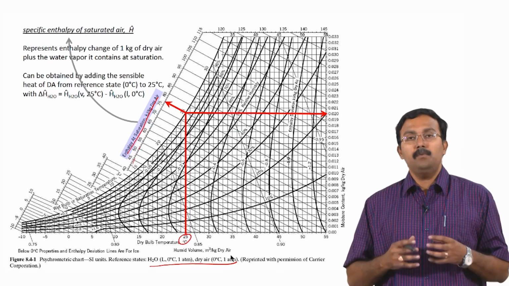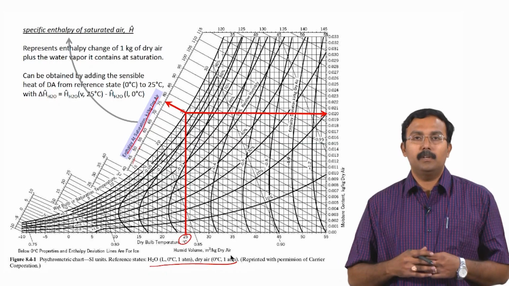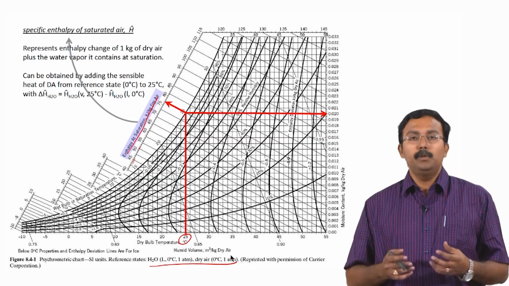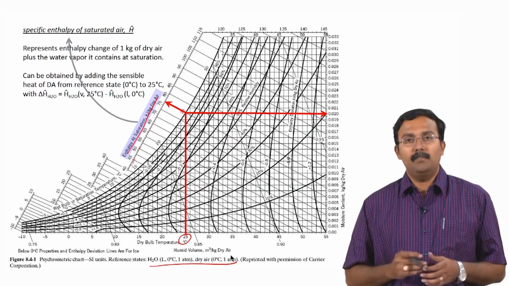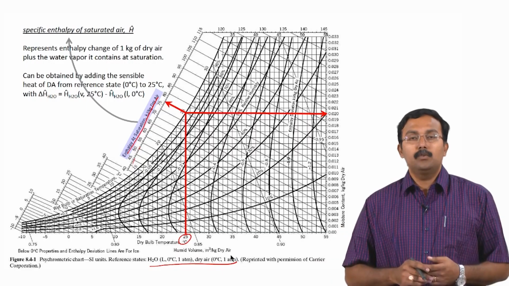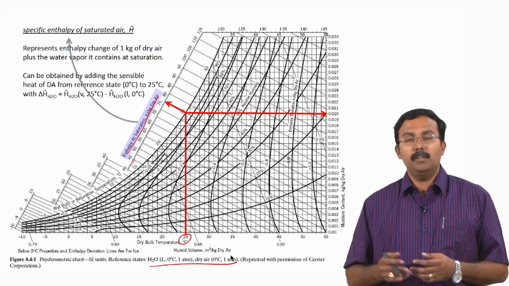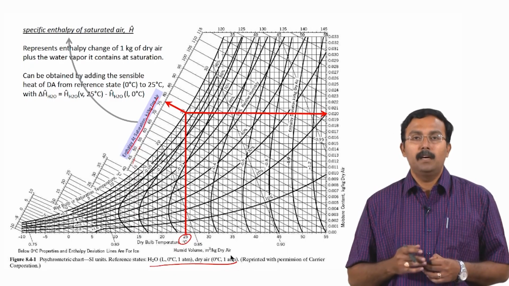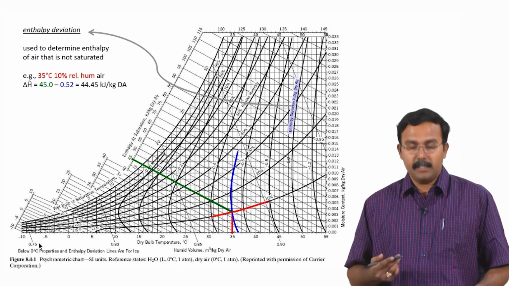However, air which is used for calculations in real life does not always have to be saturated. You would usually have some percentage of relative humidity. So you might have relative humidity of 20%, 30%, 70% and so on. So how do we calculate the specific enthalpy for different relative humidities which is different from 100%? That can be obtained by using the enthalpy deviation curves.